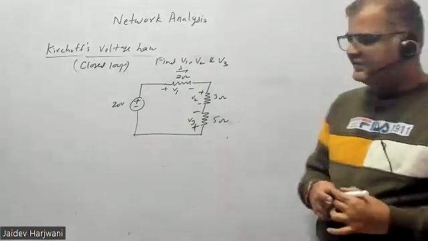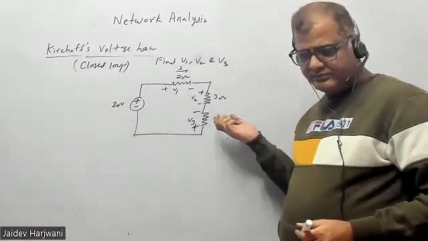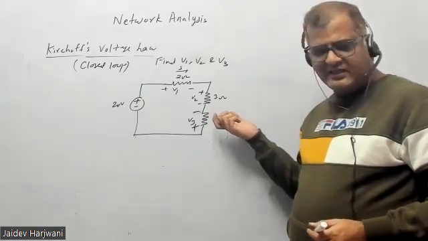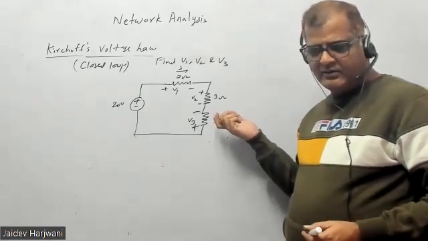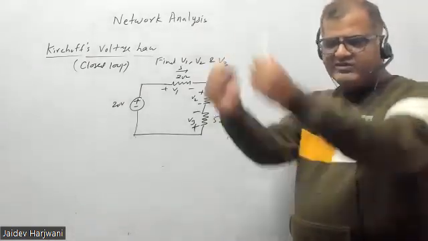Again find V1, V2, V3. V3 कितना आएगा बताओ? अभी कितना आया था? 10 आया था. अभी कितना आएगा? Minus 10 ही आएगा. If you are measuring it this way, 10, you may get minus 10.